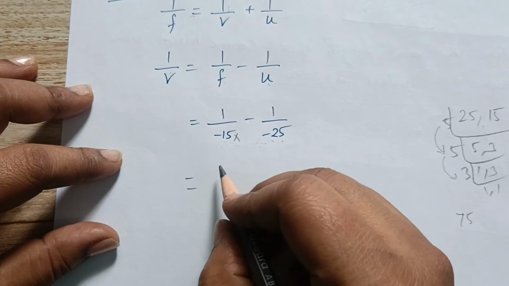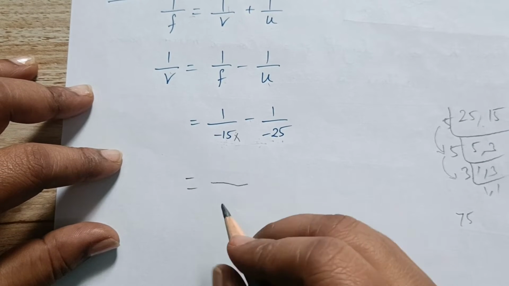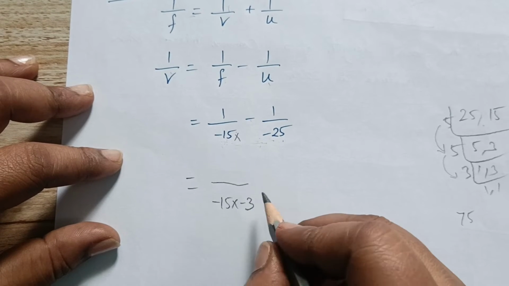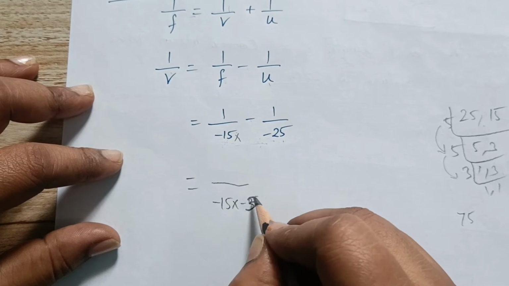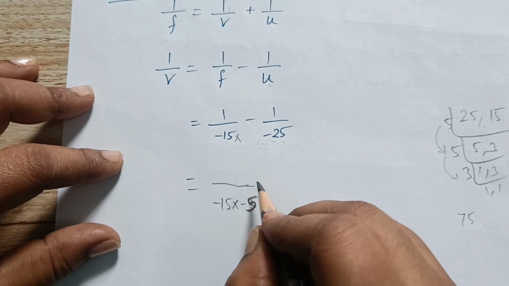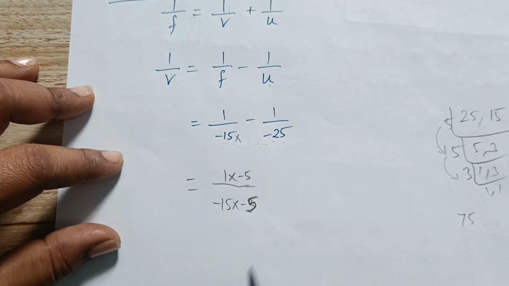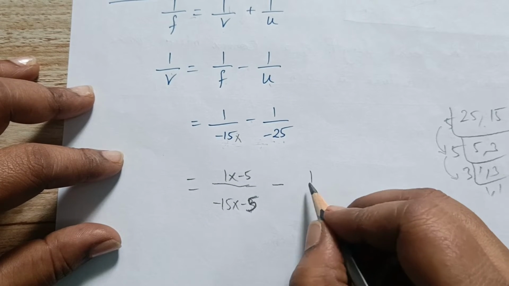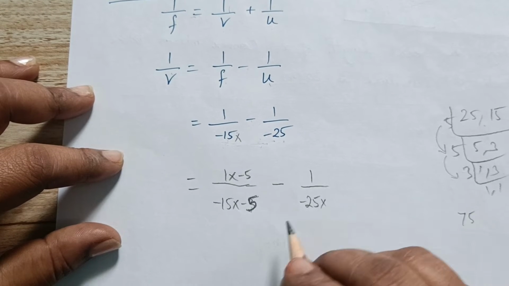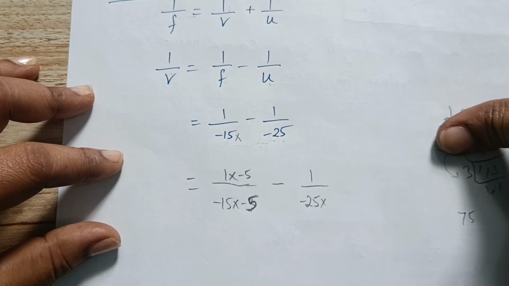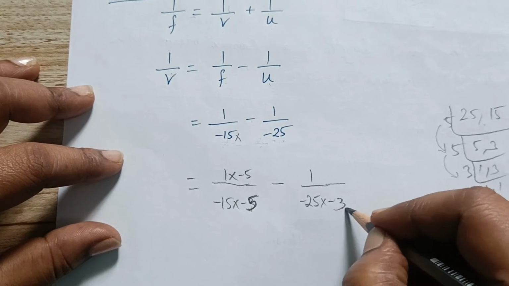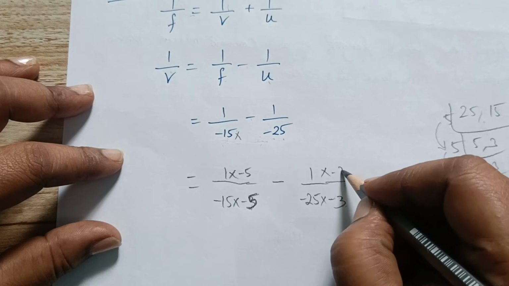5. So the denominator you are going to multiply by minus 5, which means the numerator also you have to multiply by minus 5. Minus 1 by minus 25. To convert into 75 we need to multiply by, 5 is 25, remaining 3. So you have to multiply by minus 3. Here you are multiplying by minus 3, so here also you have to multiply by minus 3.